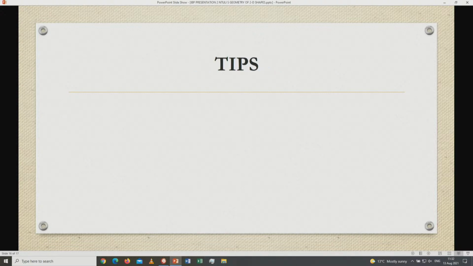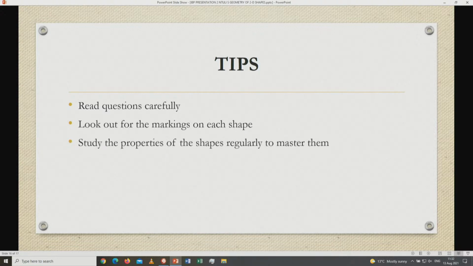All right, guys. Now we have here the tips. We need to read the questions very carefully. Very important, that one. We need to look out for the markings on each shape. They will give us guidance on what the name of the shape is. We need to study the properties of the shapes regularly to master them. Guys, please, this one is very important.